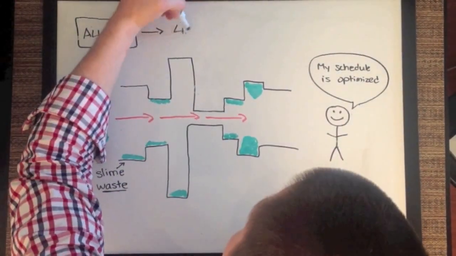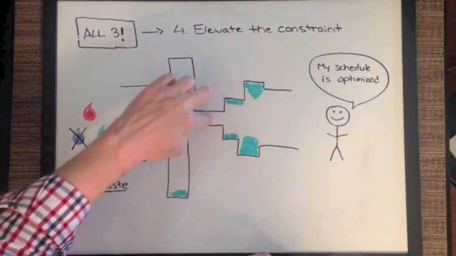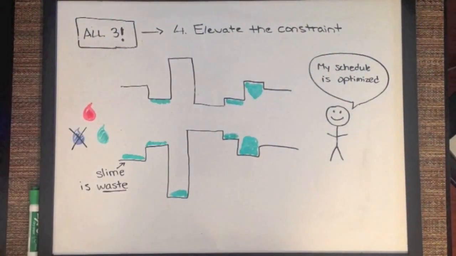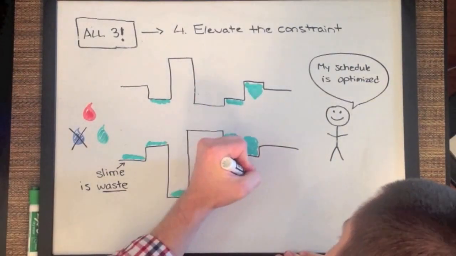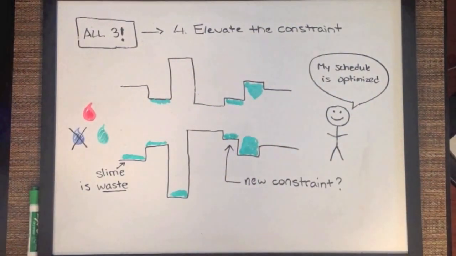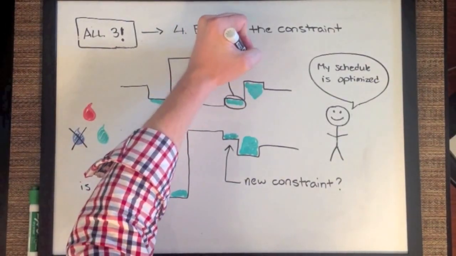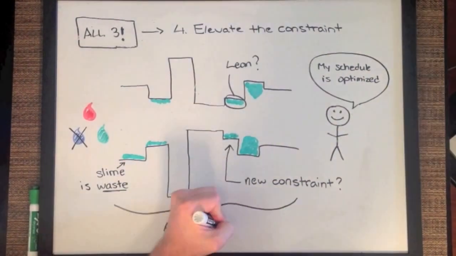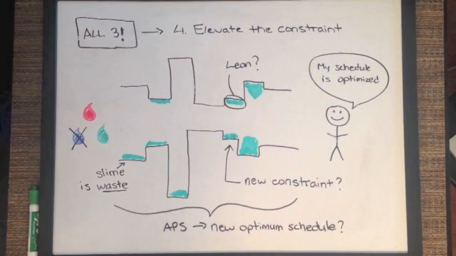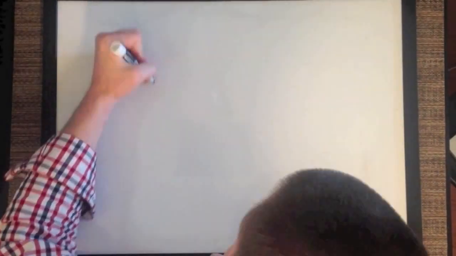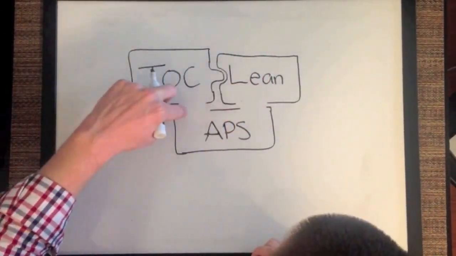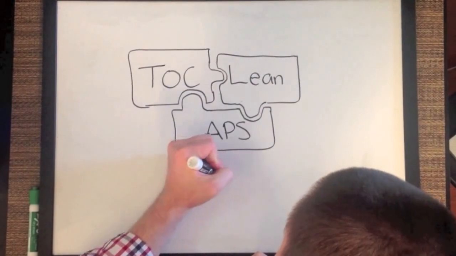If you are still not happy with your throughput, you can elevate the constraint by increasing the diameter of the pipe. In the real world, this might mean hiring new workers or buying a new machine. Once this is done, a different section of the pipe may become the system constraint, and you may need to apply lean concepts to that section to remove the slime. You may also want to use Advanced Planning and Scheduling to ensure you have the optimal production schedule given the new structure of the pipe. The pipe example shows that while Theory of Constraints, Lean, and Advanced Planning and Scheduling all do different things, they fit together like puzzle pieces to produce outstanding results.